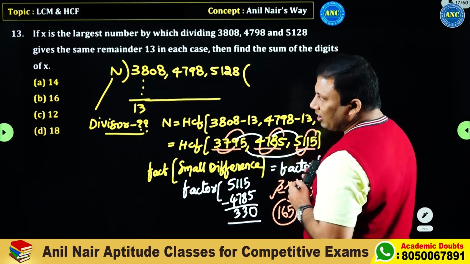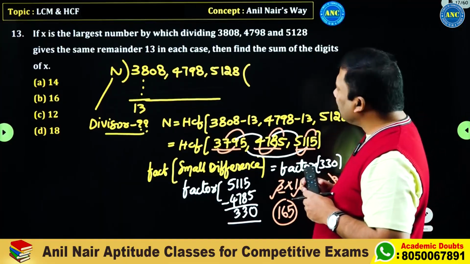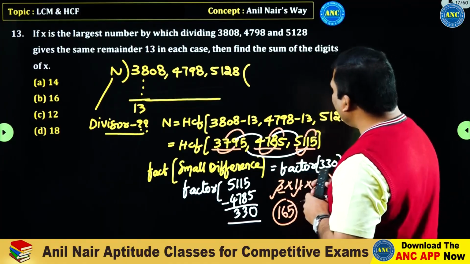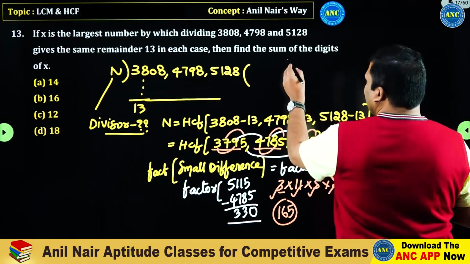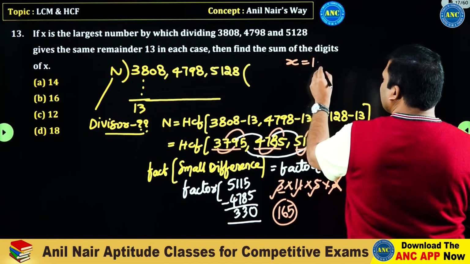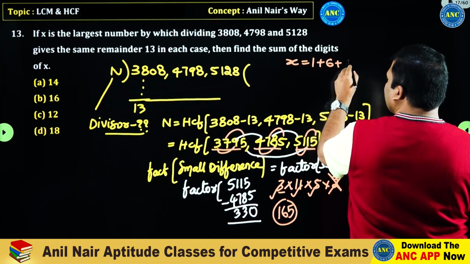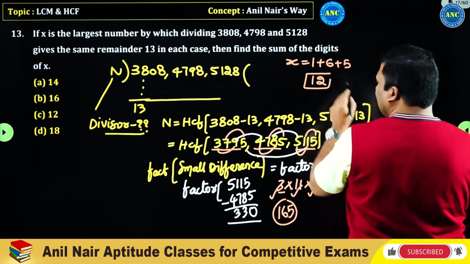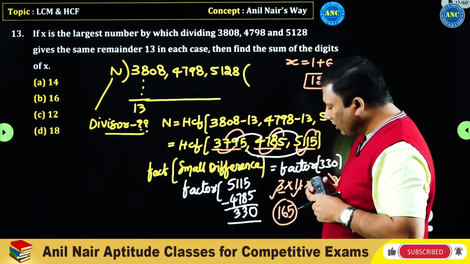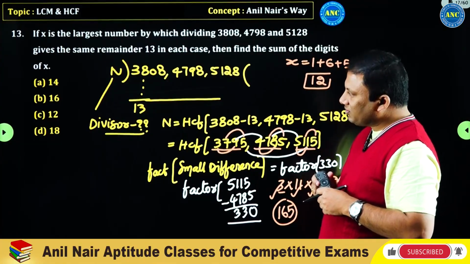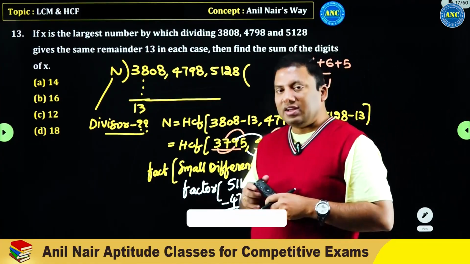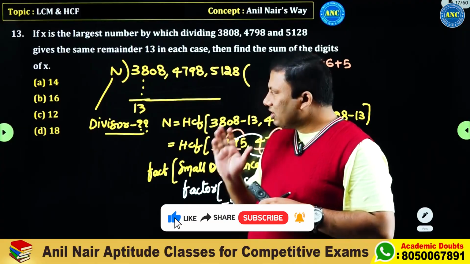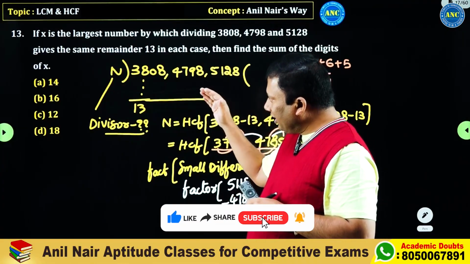For which value, sir? The value of n. What is he asking? n is x here. What is the sum of the digits of x? 1 plus 6 plus 5 is 12. The answer for this question is 12. I hope the idea is very much clear.